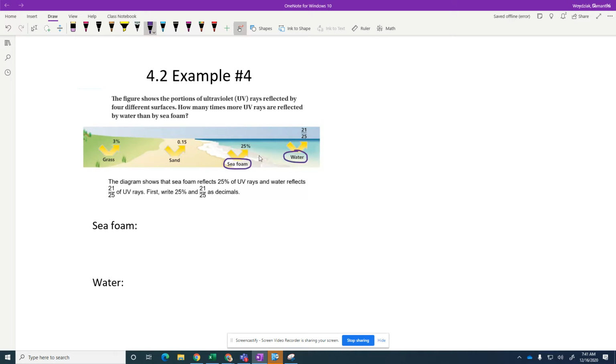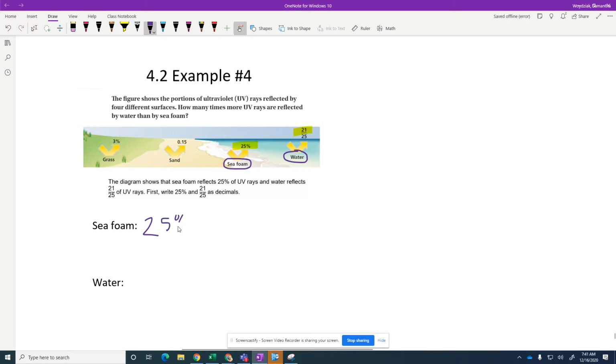The diagram shows that seafoam reflects 25% of UV rays and water reflects 21/25 of UV rays, which we can see here. So first, what we're going to do is write both of these as decimals because we need to get them both in the same format so that we can divide them. We can't divide across different forms of numbers. So we're going to take this percentage of seafoam, which is 25%.